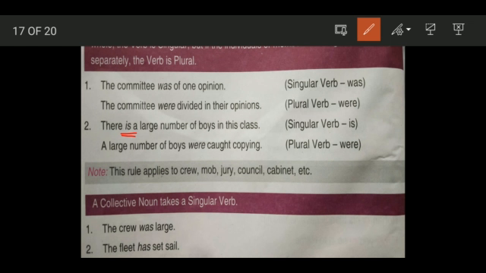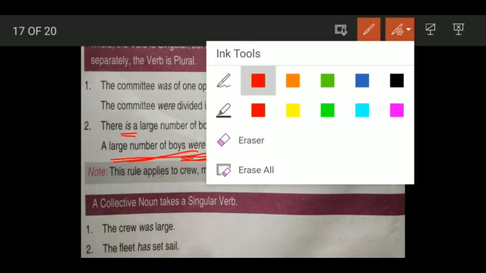We are talking about multiple students. Large number of boys were caught. So we are talking about all of these boys. They were caught copying. Here we are referring to class as a single unit, and that is by singular verb. Here we are referring to the different boys separately. So we are talking of multiple people, so it becomes plural verb.